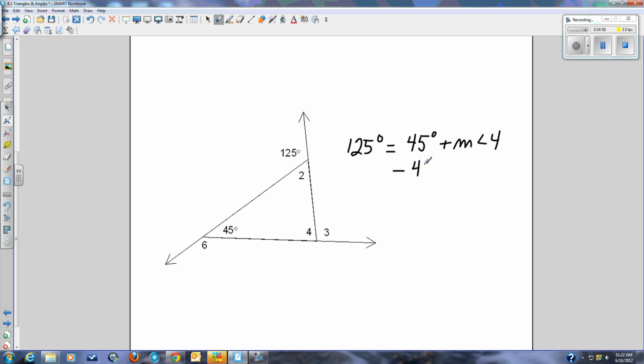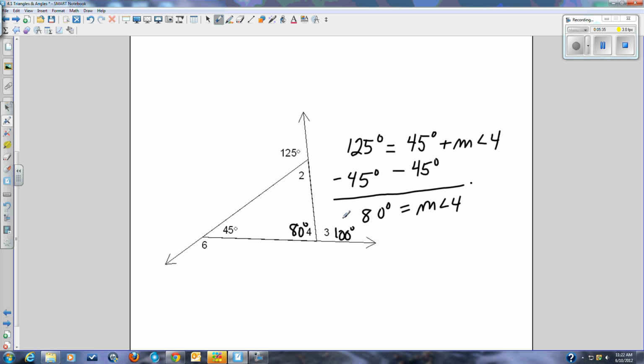So let's solve for it. Subtract 45 degrees from each side. And we end up with 80 degrees is equal to the measure of angle 4. So let's put 80 degrees right in here. So 125 degrees was equal to the sum of the two remote interior angles. Now that's going to help us with the idea of the linear pair here. Angle 4 and angle 3 are a linear pair, so they have to add up to 180. Well, angle 4 is 80 degrees, so angle 3 is going to have to be 100.